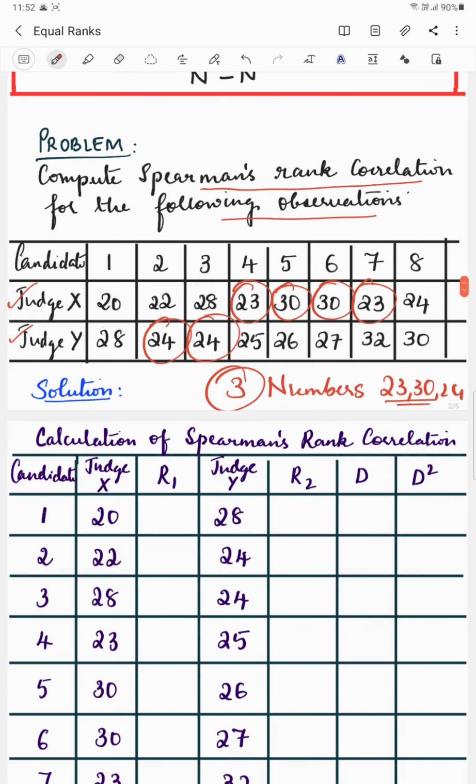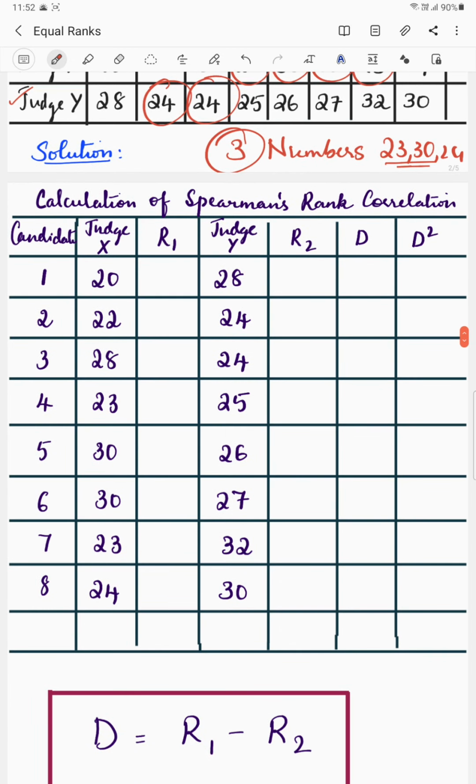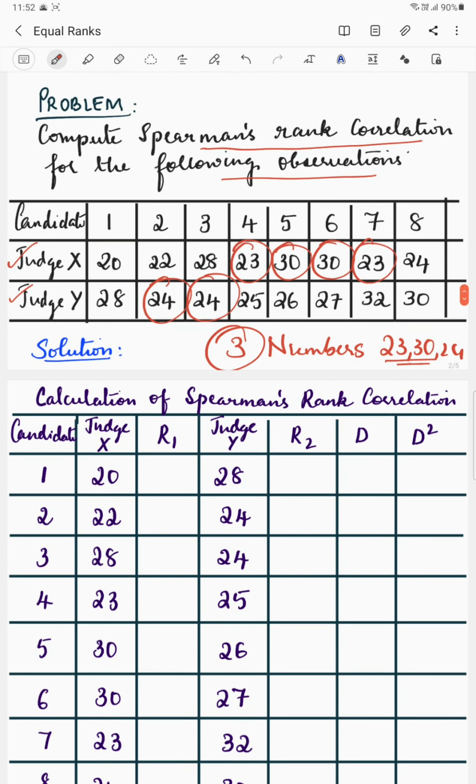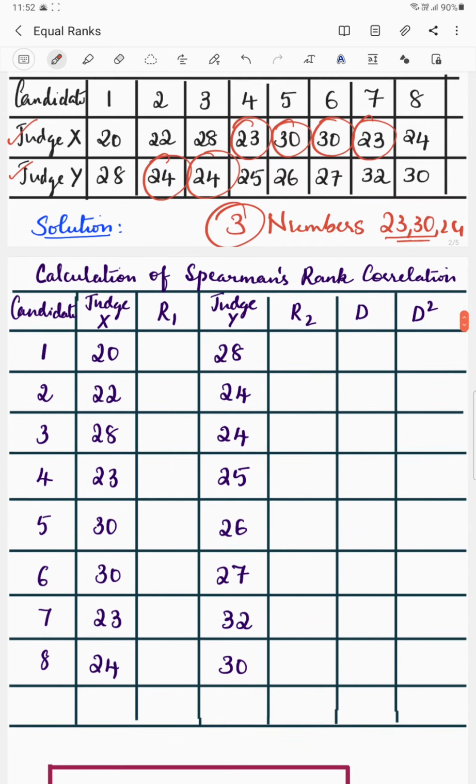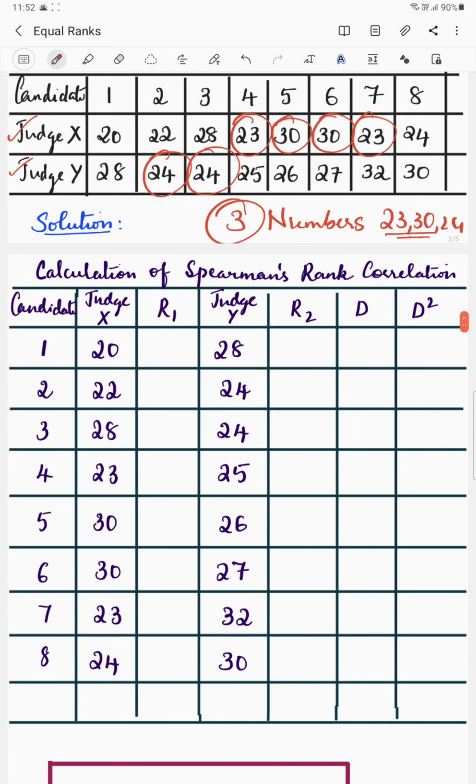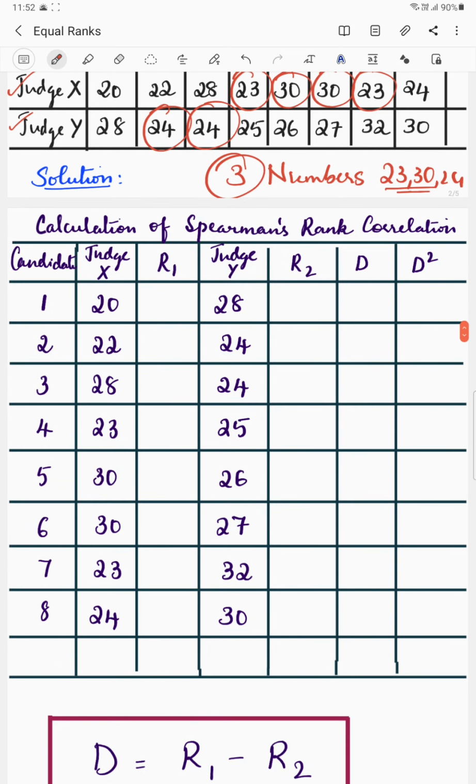Let's see the problem, how we are going to solve it. Calculation of Spearman's rank correlation. I have put the box, and in the box I have not written anything. I have only written what is given in the question. Candidates 1, 2, 3, 4, 5, 6, 7, 8, and then you have the X series, that is judge X, then judge Y, the Y series.